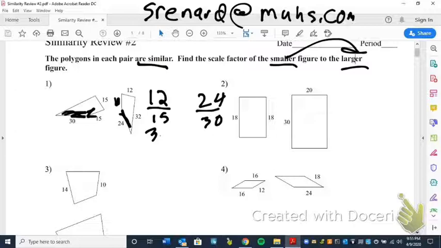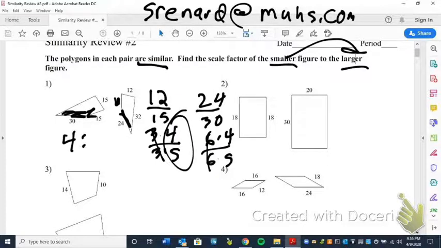So 12 is the same thing as 3 times 4. 15 is 3 times 5. Notice the 3's cancel out, so we end up with 4/5, and that would be the scale factor. Notice if I had picked 24 over 30, 6 times 4 over 6 times 5 gives me 4/5 again. So the scale factor is 4 to 5. Done.